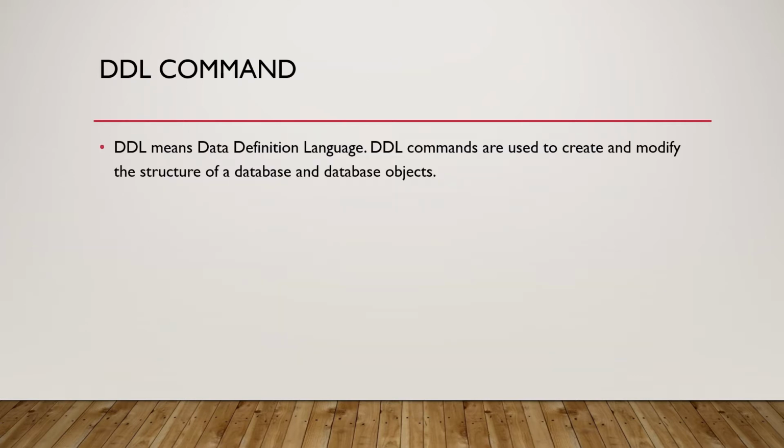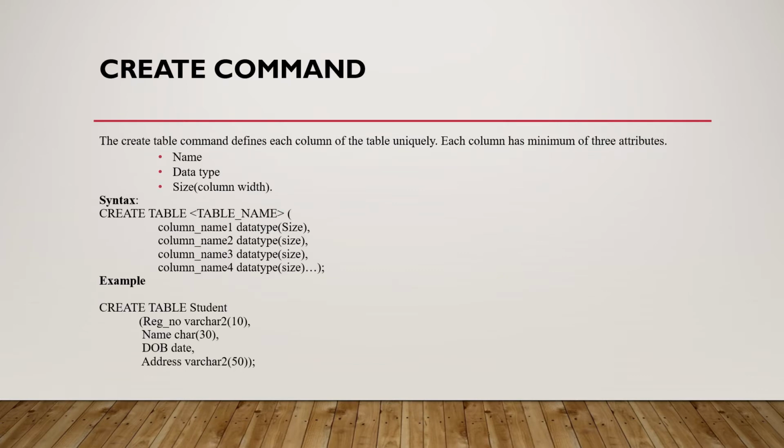The first one is DDL commands. DDL means data definition language. DDL commands are used to create and modify the structure of the database and database objects. First one is the create command. The create command is used to create a table in the database. The create command defines each column of the table uniquely. Each column has a minimum of 3 attributes, that is name, data type, and size.